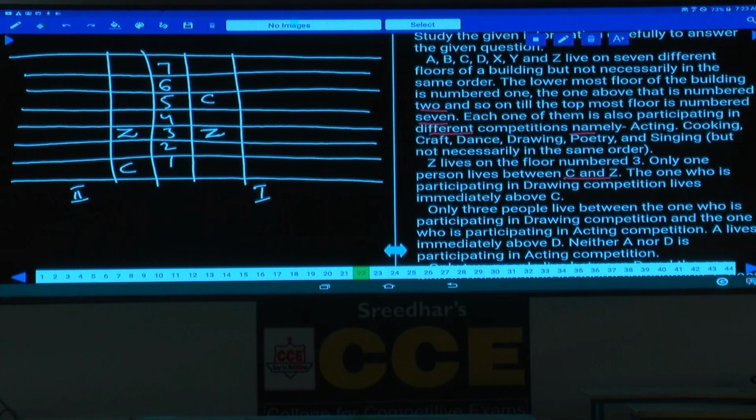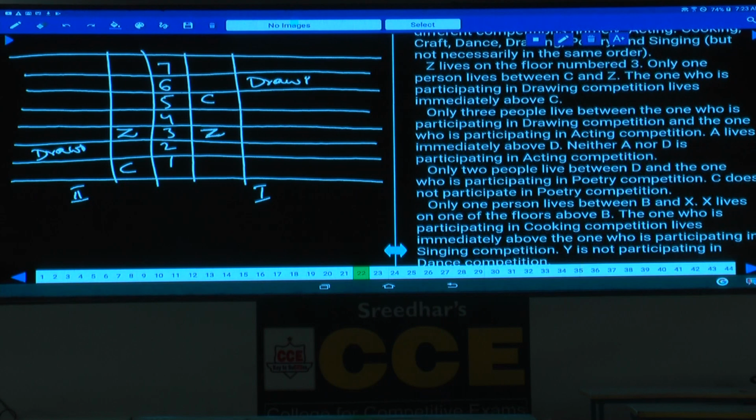Next one, the one who is participating in drawing competition lives immediately above C. Drawing is immediately above C, and this person must be drawing. Now the person drawing must be here. Drawing is immediately above C. Z lives on floor number 3. Only one person lives between C and Z. The one participating in drawing lives immediately above C.